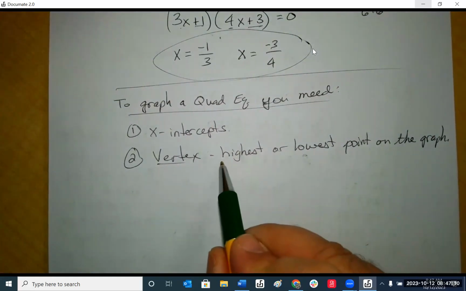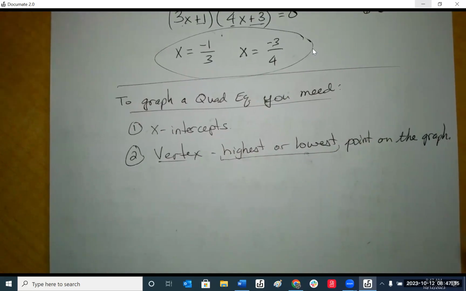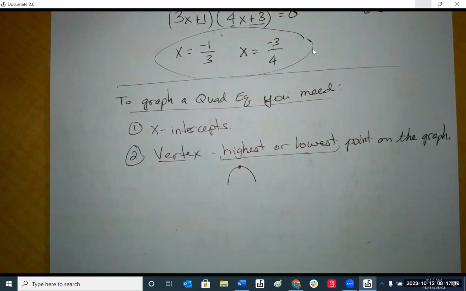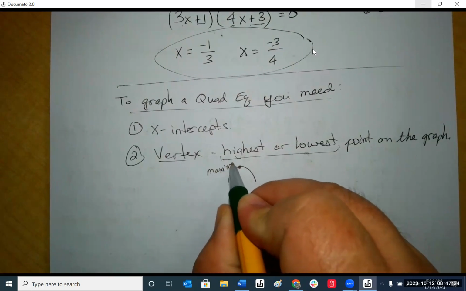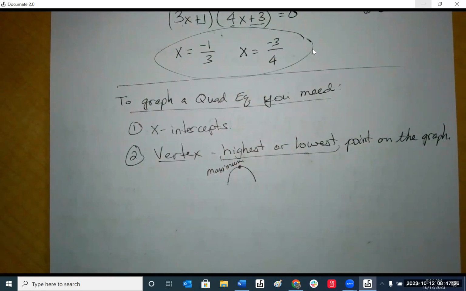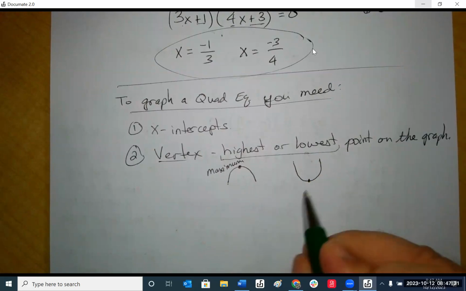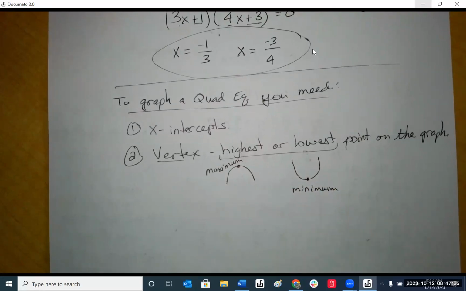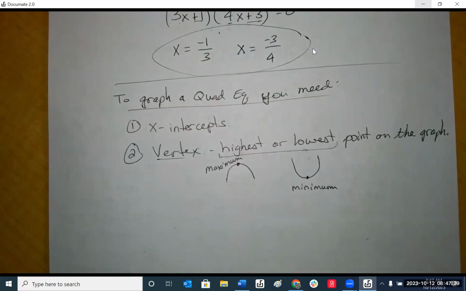And you can tell me whether you have the highest or lowest. It's the highest if the graph looks like this, it's the maximum. It's the lowest if the graph looks like that. It's the minimum. We can tell how the graph is going to look just by looking at the equation.